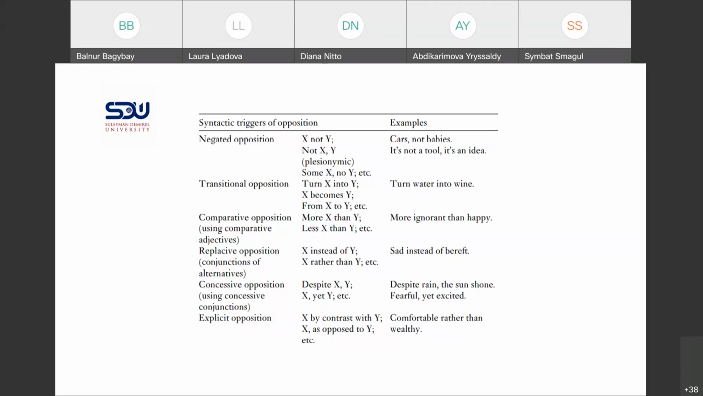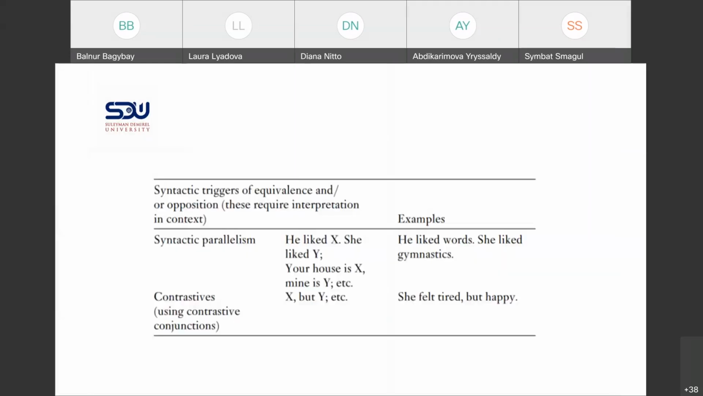Yeah, here given as an X is being contrasted with Y, yeah, comfortable rather than wealthy. So in that very sense, types of the oppositions. Well, we have syntactic triggers of both equivalence and opposition. Let's have a look what they are. What are these triggers?